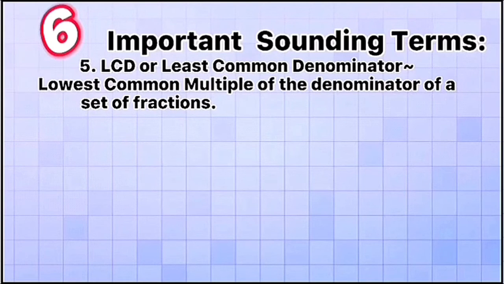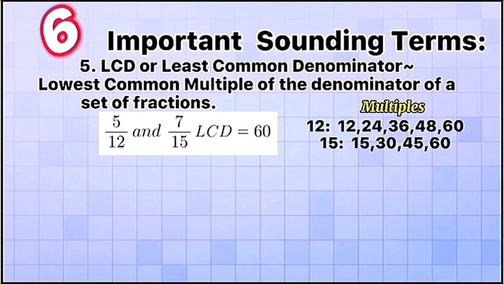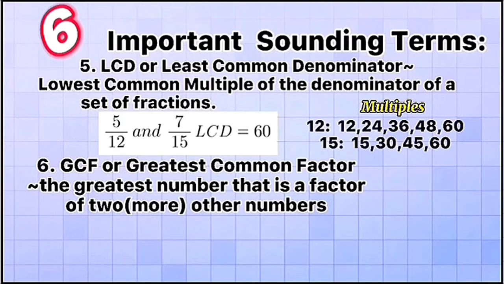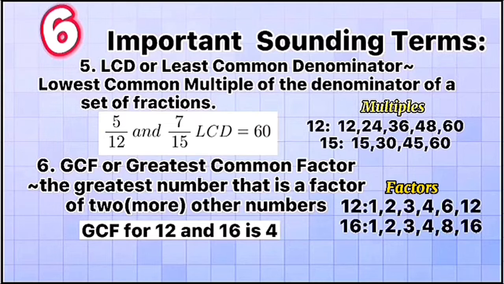Next, LCD or least common denominator. This is the lowest common multiple of the denominators of a set of fractions. For example, the LCD for fractions 5/12 and 7/15 is 60. GCF or greatest common factor. This is the greatest number that is a factor of 2 or more other numbers. For example, the GCF for 12 and 16 is 4. We already defined these keywords, so are you ready?